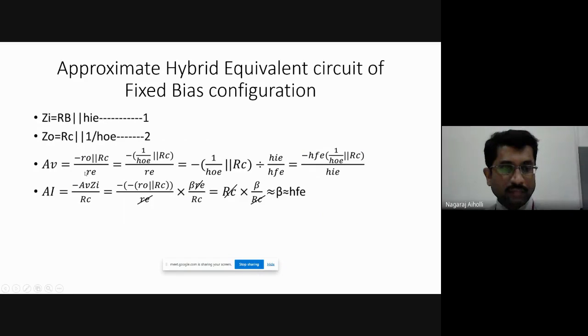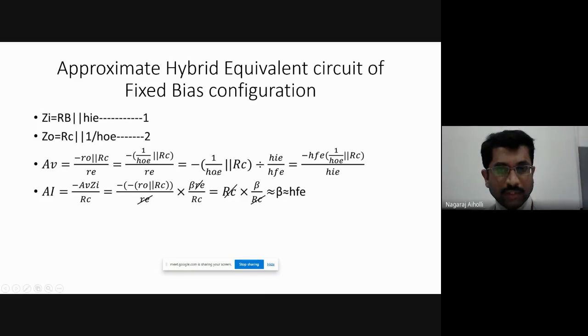Then the voltage gain equation, which we have already obtained in the AC analysis of the fixed bias configuration. Its equation has to be memorized. So the AV voltage gain equation is minus small r0 parallel capital RC divided by small re. This is further equal to, now this r0 is 1 upon HOE, minus 1 upon HOE parallel RC divided by RE.